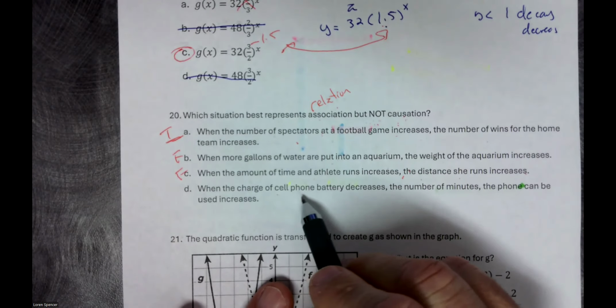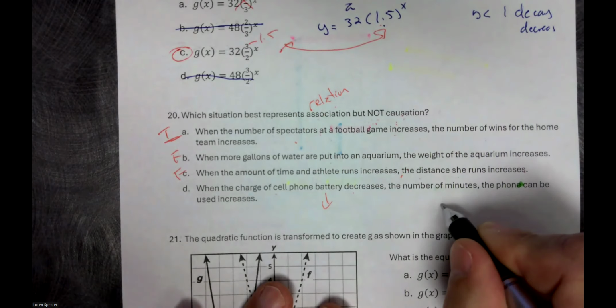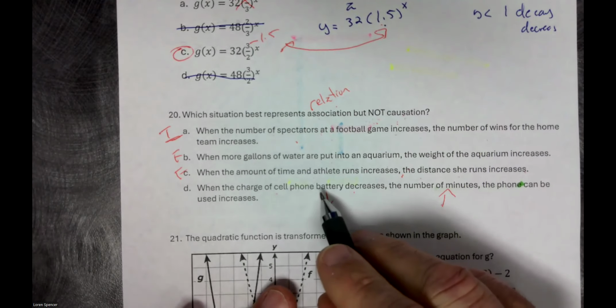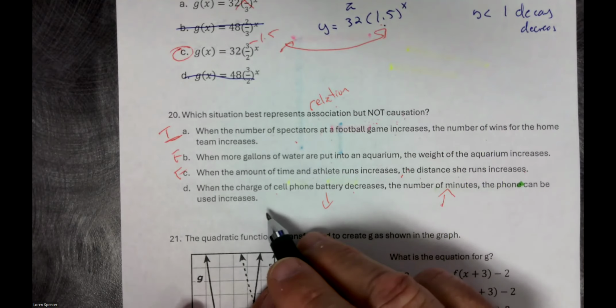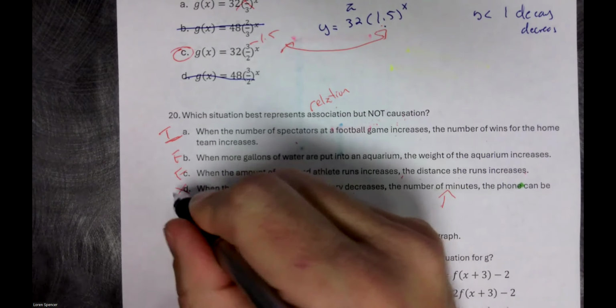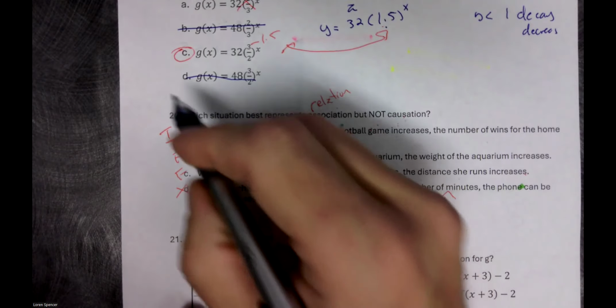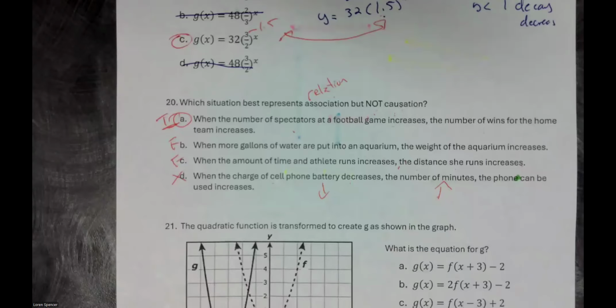When the charge of a cell phone battery decreases, the number of minutes it can be used increases. That's false. There is no relationship. Battery decreases, the number decreases. So that's false. So for 20, the best answer choice is A. That's a tough problem. If we don't get that one, we'll still pass this test.